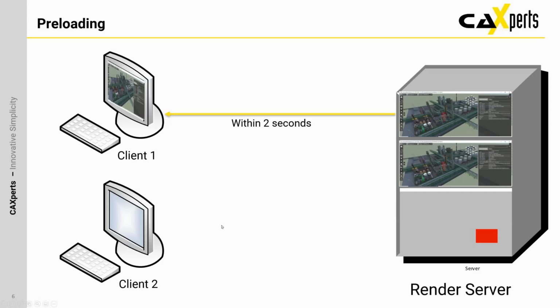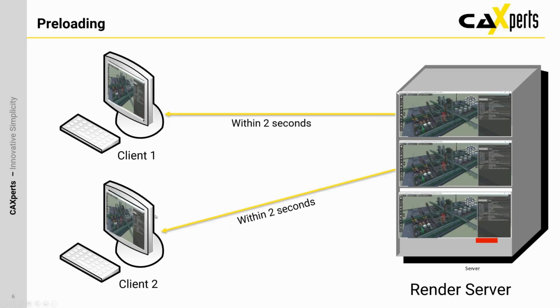And again, if the next client logs in, within 2 seconds, he gets that model, and guess what? The next slot was occupied by preloading the instance again. This way, everybody can log in to huge models within 2 seconds. And that's a real cool feature because it gives you instant access to your models.